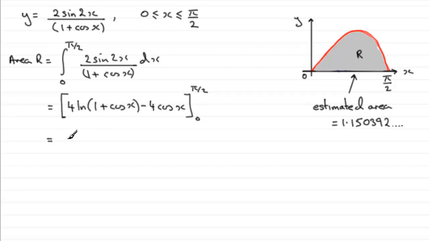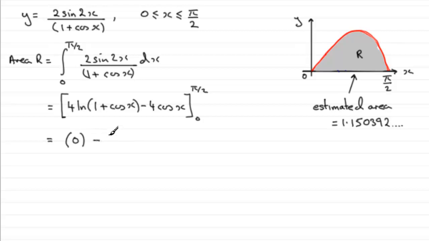And if we put pi upon 2 through first of all, we get 4 times the natural log of 1 plus the cos of pi upon 2. And the cos of pi upon 2 is going to be 0. So you've got the natural log of 1, and the natural log of 1 is 0, so that term's going to go out. And when we put pi upon 2 into here, we get the cosine of pi upon 2, which is going to be 0, so that term's 0. So for the first part then we've essentially got 0. I'm going to put 0 in brackets there just to show that I've done that.